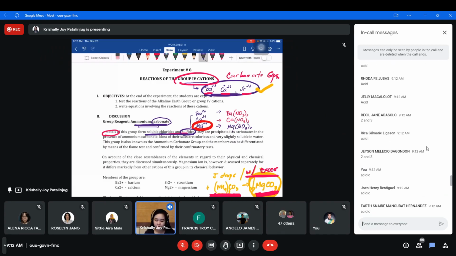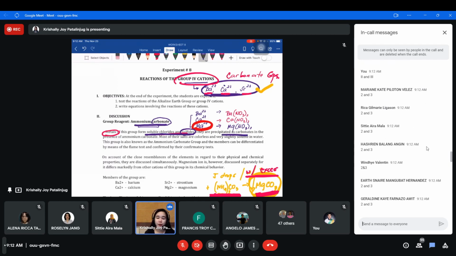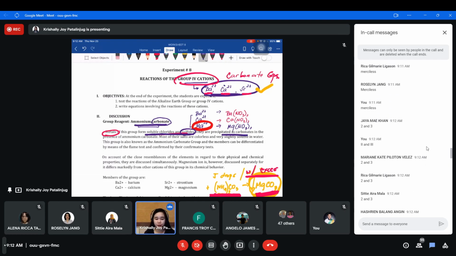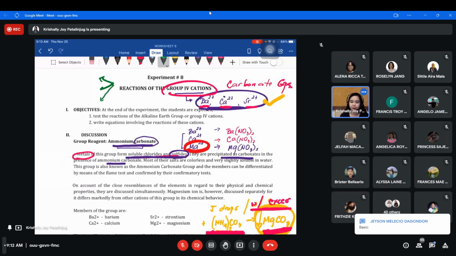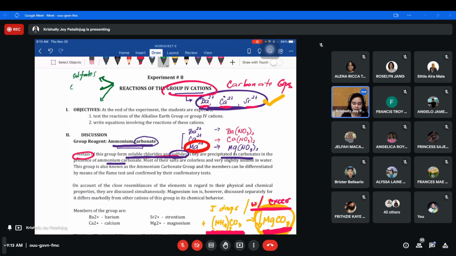Saan lang? They only form precipitate, no? Particularly with carbonates. Yung uniformity nila with carbonates. Okay? Halimbawa, ammonium carbonate. Basic environment with carbonate. Now, additional knowledge naman sa mga group 4 cations, aside from they form insoluble precipitates in the presence of carbonate, they also form insoluble sulfates, insoluble chromates, okay, and insoluble oxalates as well, and pakidagdag, insoluble phosphates.